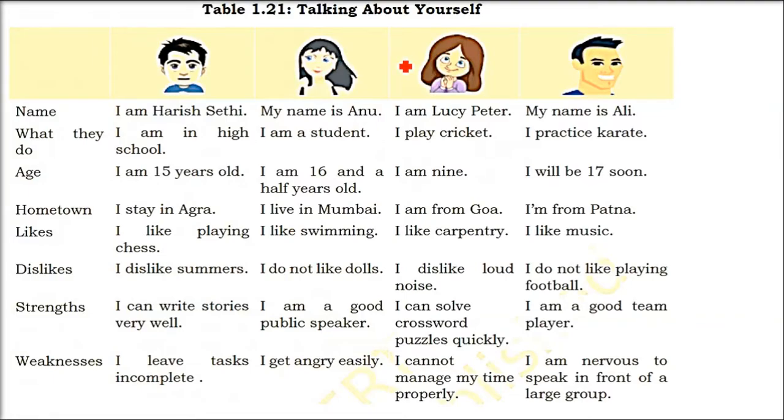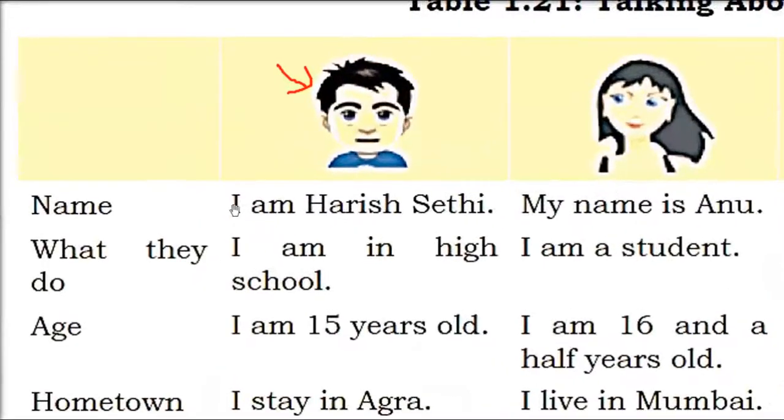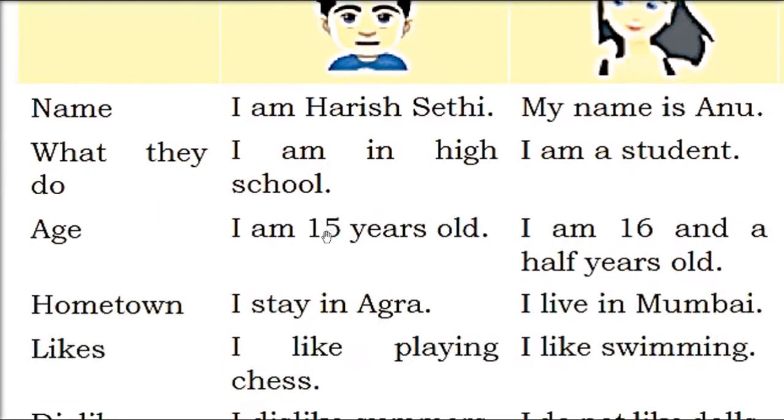So here are certain examples, and there is a slight difference among all these four people. They are talking about themselves. So how do you say it? For example, Harish Sethi. What would Harish say? I am Harish Sethi. He is saying his name. And what does he do? I am in high school. You can say intermediate also. It depends. Now age, I am 15 years old.